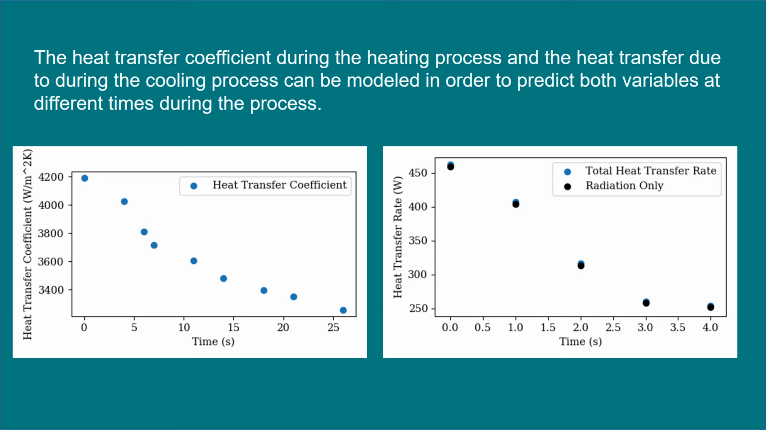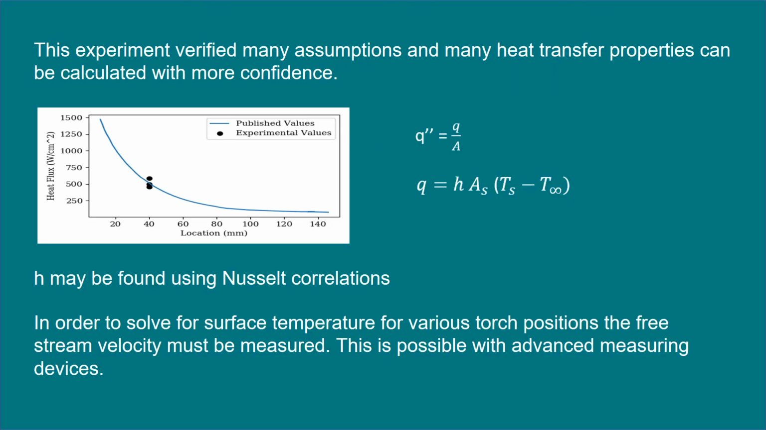On the right is the total heat transfer rate plotted against the heat transfer rate due to radiation only. And we were anticipating that these would be very close because at these very high temperatures, radiation is a dominant form of heat transfer. Again, we found our heat transfer rate due to convection, which is the only difference between these two plots, by using Grashof numbers, Prandtl numbers, and Nusselt correlations.